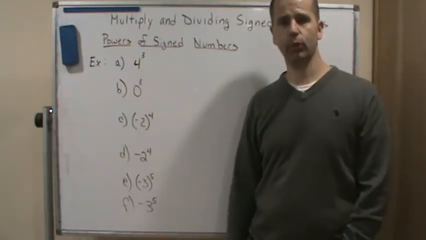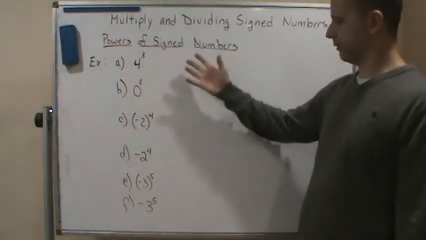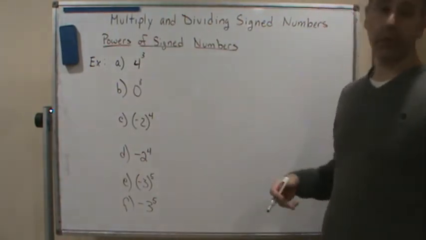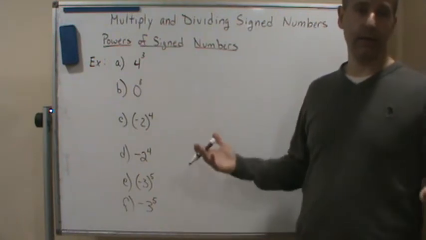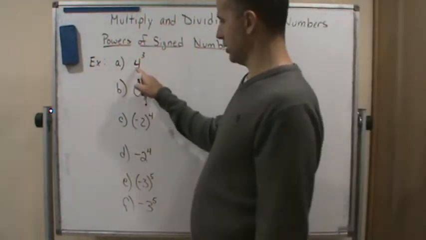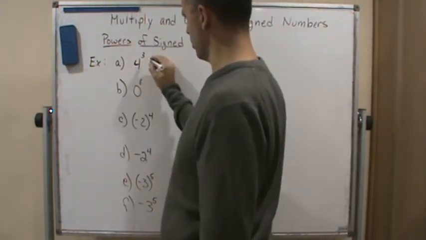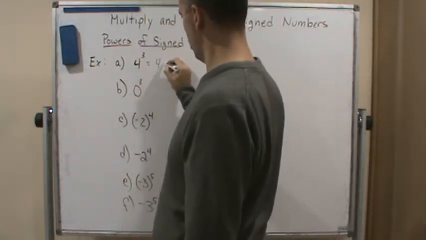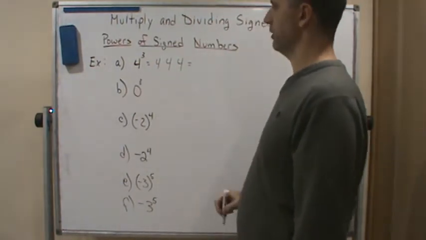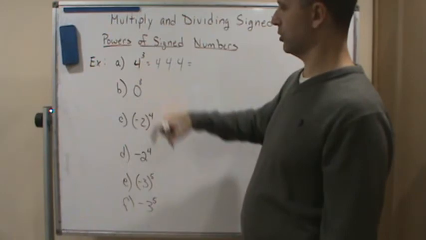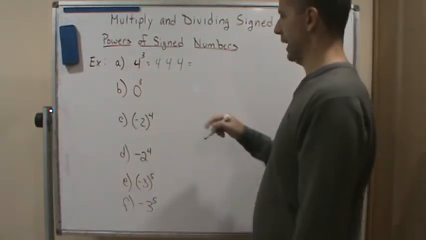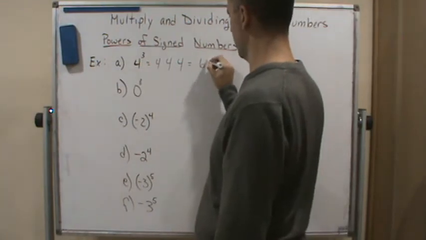Okay, so in this example, we're going to go through a bunch of powers and see what we get. So all I'm going to do is apply the definition of an exponent. The base here is 4, so this is 4 to the third. Again, this just means 4 times 4 times 4. So it's all positive. Again, a positive raised to a positive exponent is positive. So this is going to be what? 64.